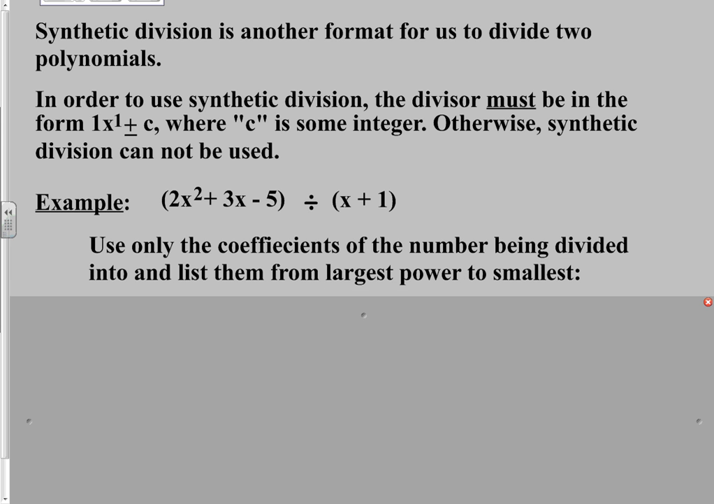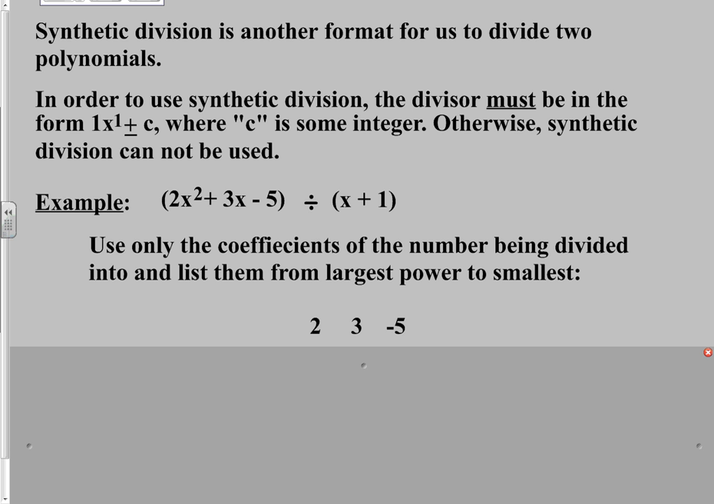So what we're going to do, the procedure, once you verify that you can actually use synthetic division, is to use only the coefficients of your dividend and list them from the largest power to the smallest power. Focusing only on the coefficients of the dividend, let's look and see what we have. Our coefficient of our x squared is a 2. Our coefficient of our x to the first is a 3, and our coefficient of our x to the 0 is a negative 5. We're basically just going to write those down on our paper with a little bit of space in between them.